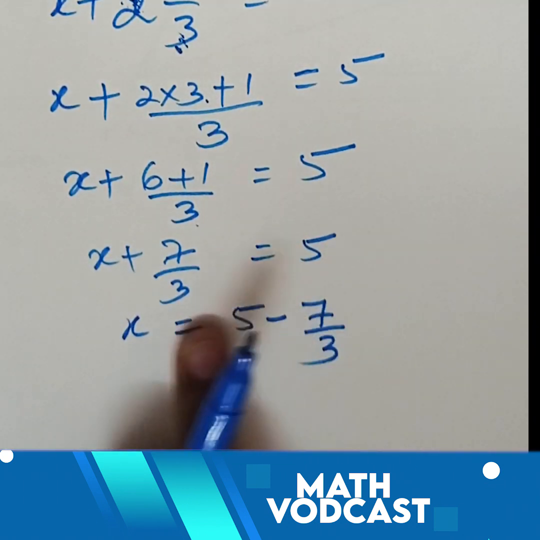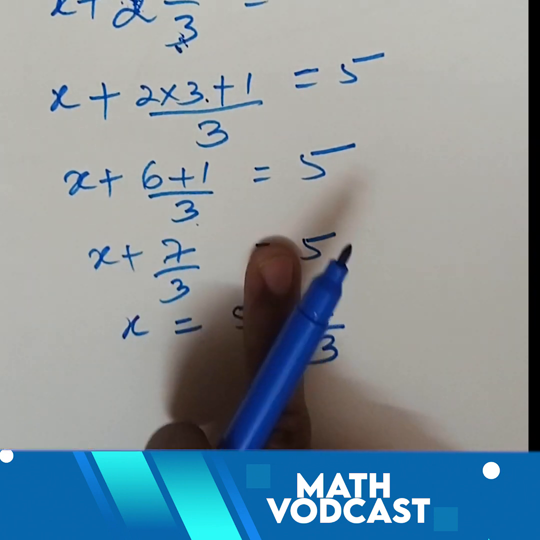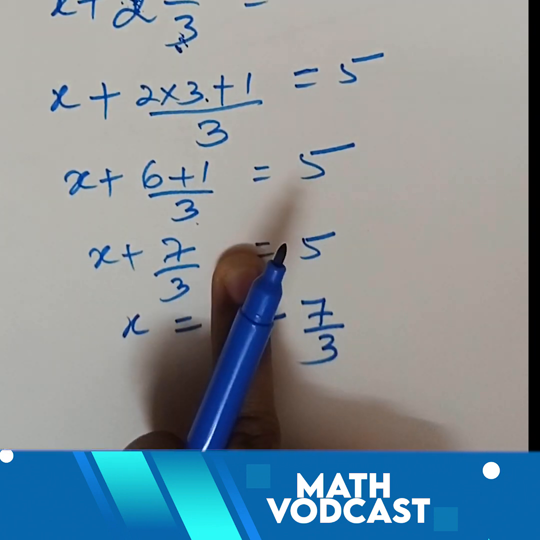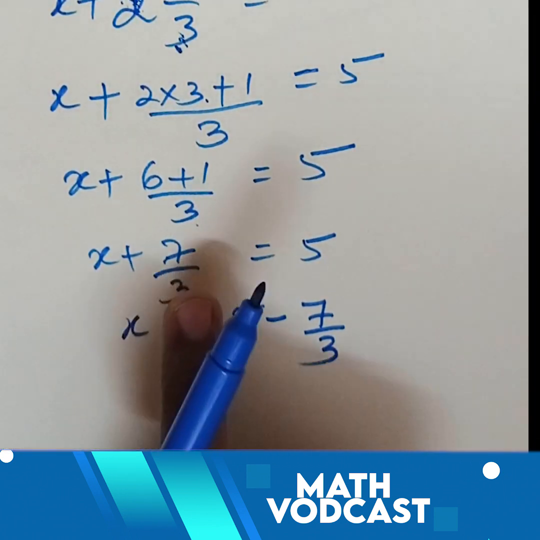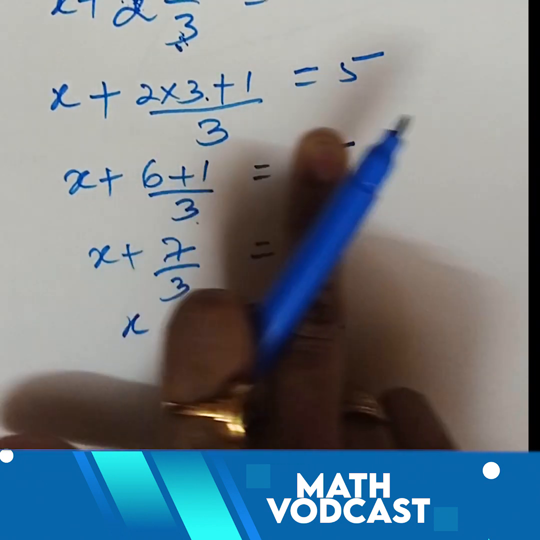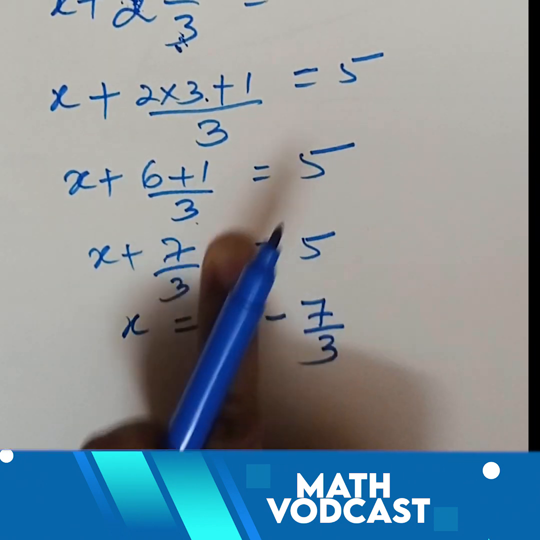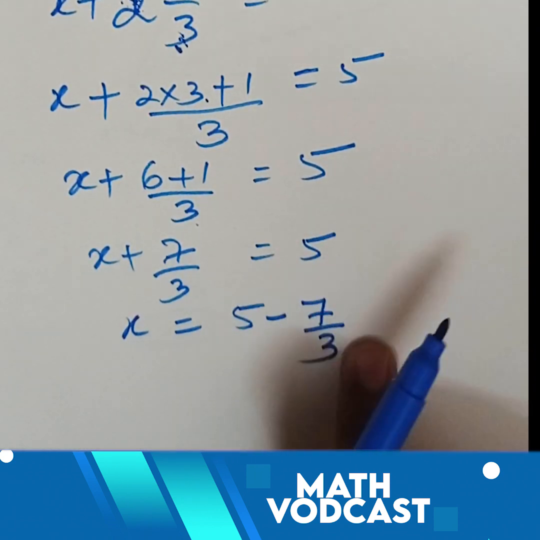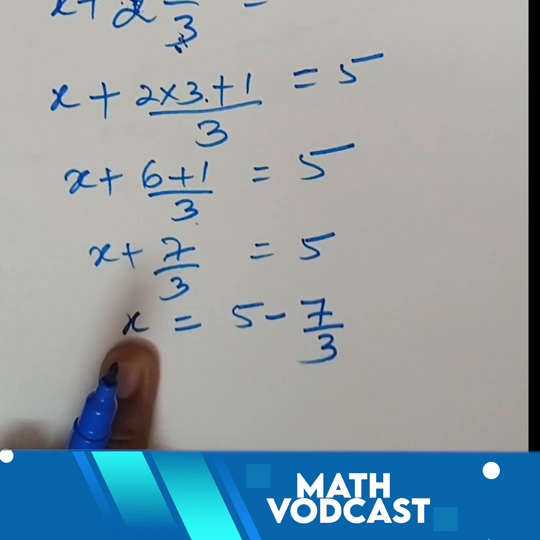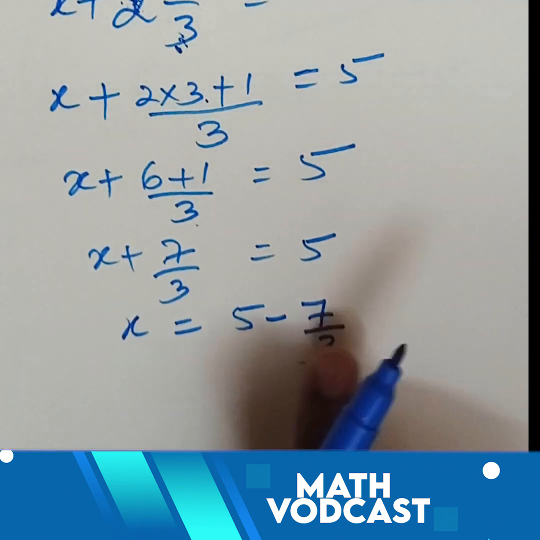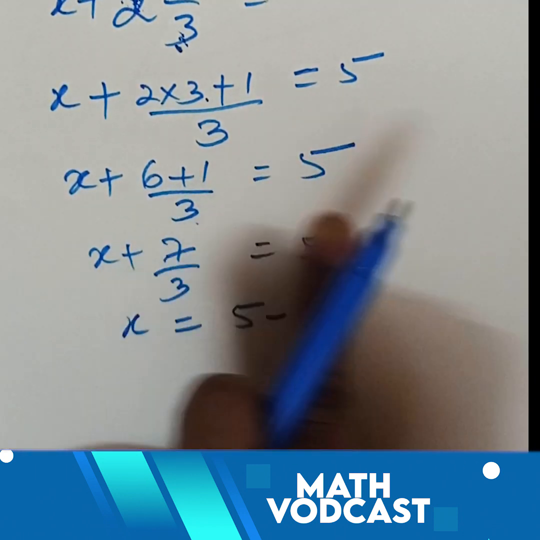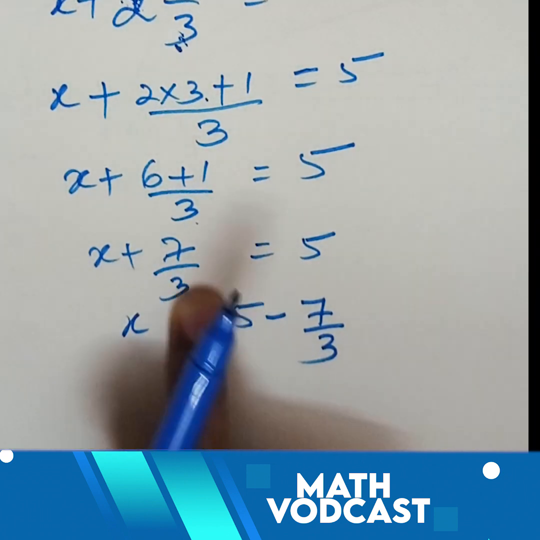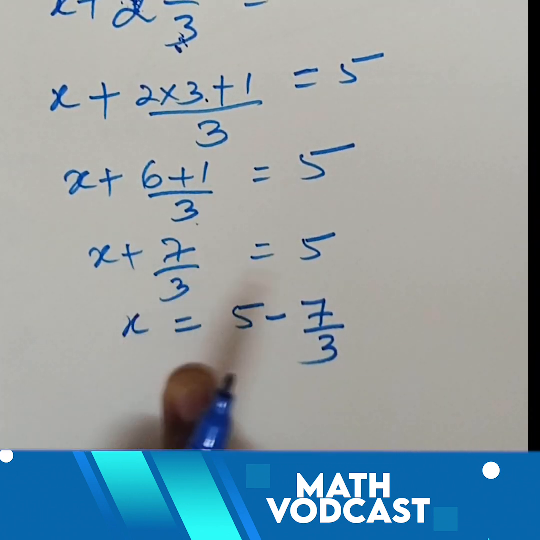Always remember, in an equation, the equal to sign is very important. Whenever a number goes from one side to the other side, the sign of the number will change. If it is positive, it will become negative. If it is negative here, it will become positive there. So this is a simple rule. I'll give an example of the equal to sign.